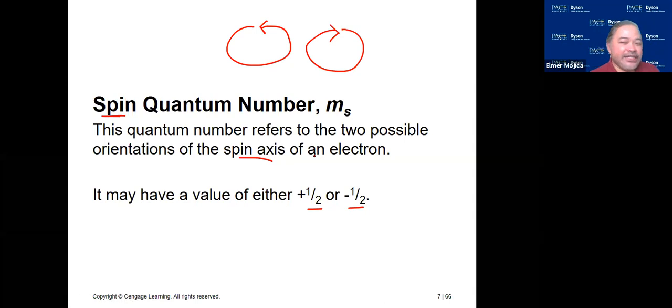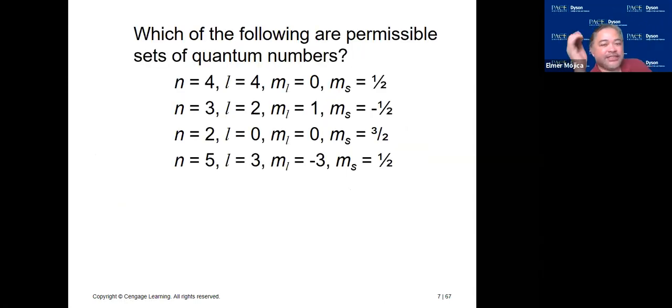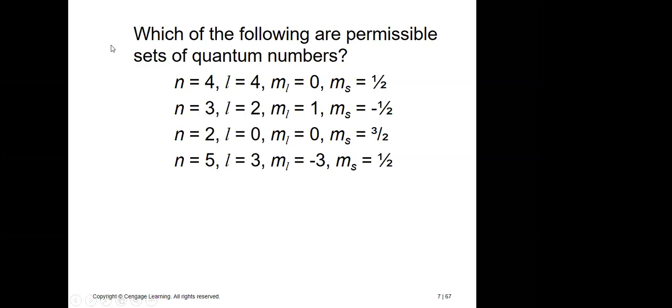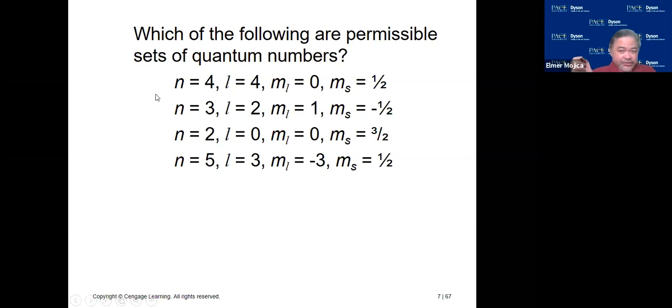So let's try, because these are the type of questions that we'll also ask in the exam. Which of the following are permissible sets of quantum numbers? Which of them are allowed? How are we going to solve a question like this? Eliminating. So let's try to solve them. You need to remember the information that you have about the quantum numbers.